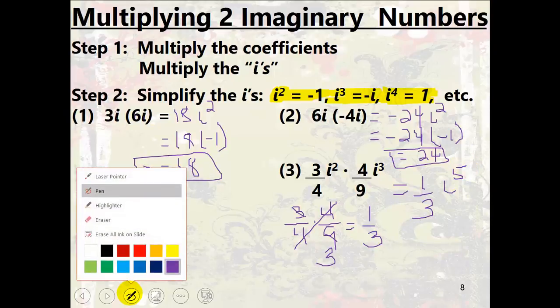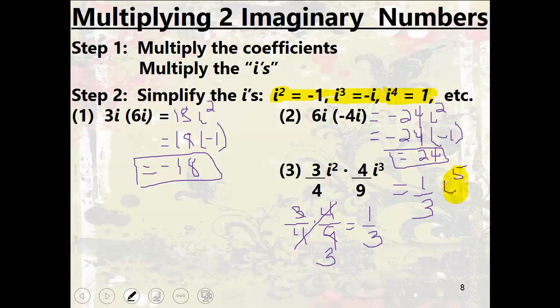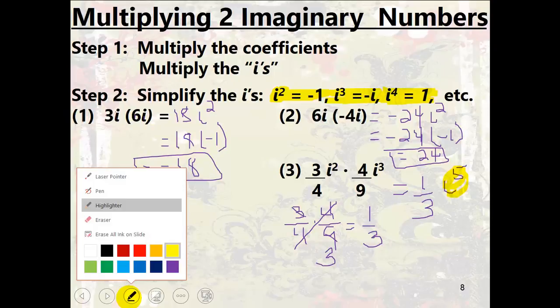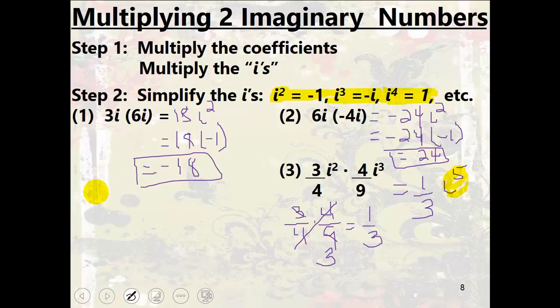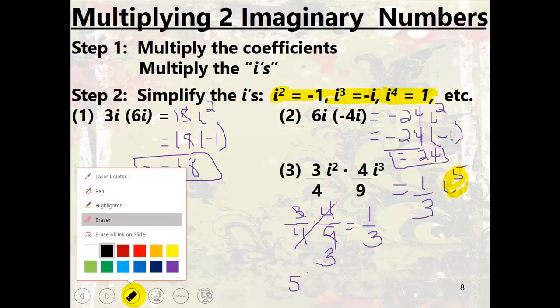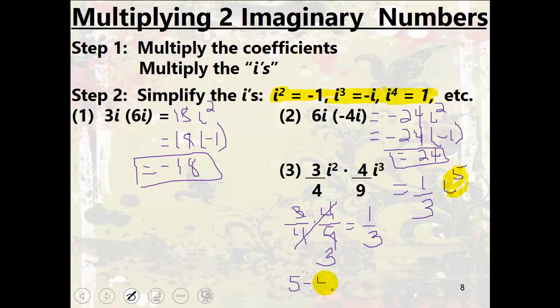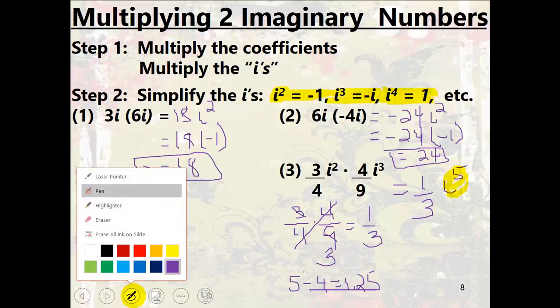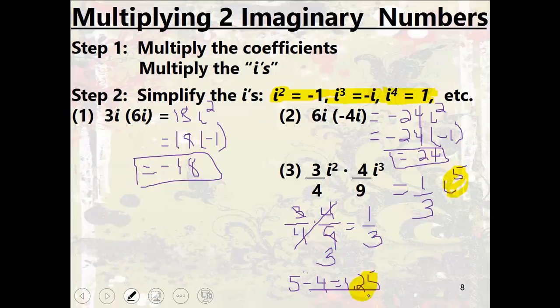Now we have to simplify i to the 5th. And we did that yesterday in class, actually today in class. What we're going to do is take 5 and divide it by 4 and look at the remainder. That's 1.25. And if the remainder is 0.25, then we know that i to the 5th simplifies to i. So this becomes 1/3 times i. And that's our final answer.